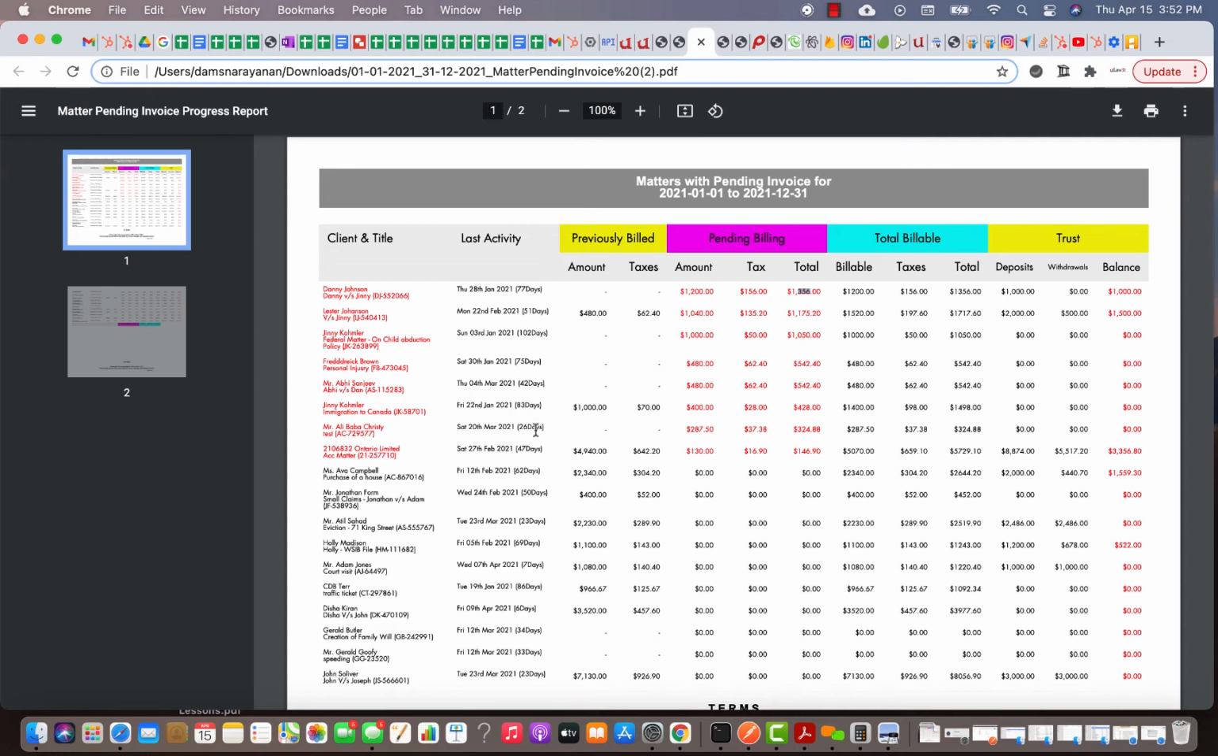So as a lawyer, what you would do is you would immediately look at these red items, look at your balances and say, hey, if I have enough money sitting in trust in this matter or that, it's time for me to actually bill. So our intention is to increase your cash flow, how you can bill more, and hopefully we have achieved that.